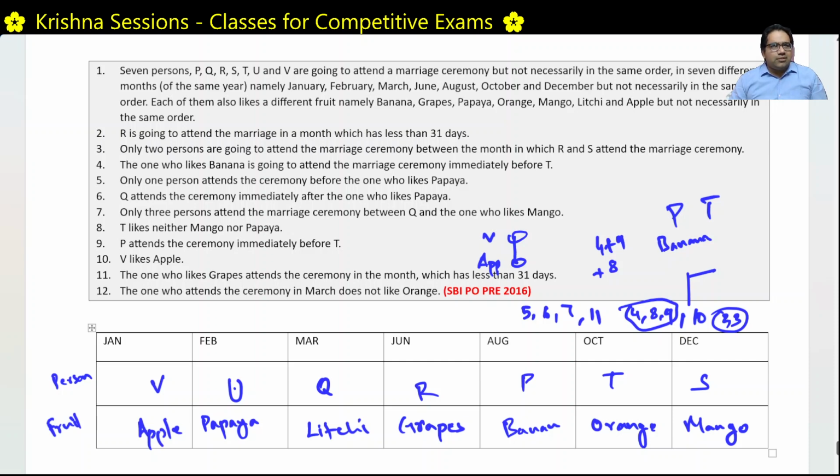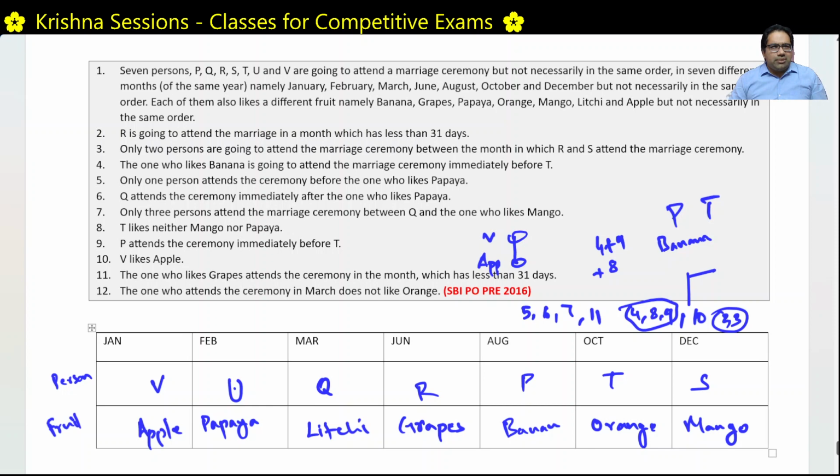The one who likes banana is going to attend the marriage ceremony before T. Yes, this is T and this guy who likes banana is P. Only one person attends the ceremony before the one who likes papaya. Yes, papaya, only one person is there. Q attends the ceremony immediately after papaya. Q is after papaya. Very good.